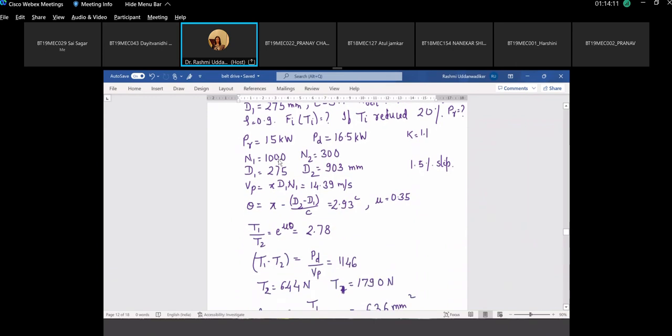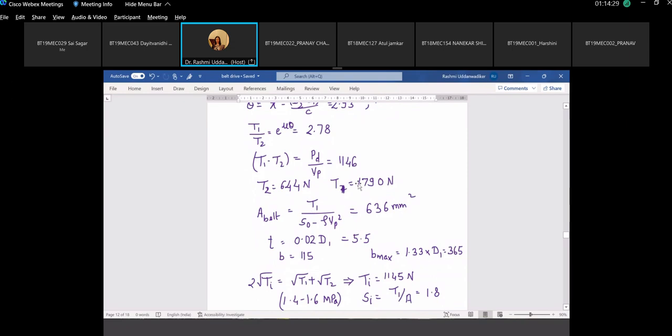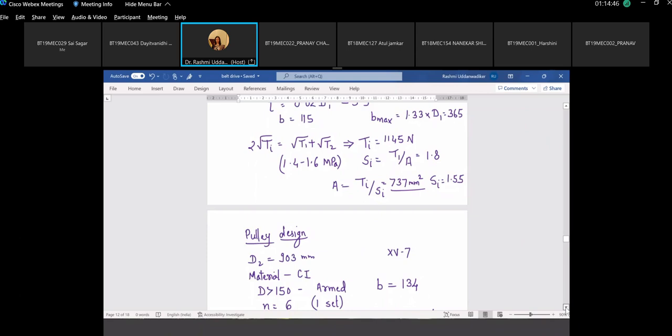So from N1, N2, D1, D2, peripheral velocity is calculated, from which the angle of overlap theta is calculated. Mu and theta known, we find out T1 minus T2. PD and VP known, we find out the value of T1 minus T2. And so we get the values of T1 and T2. From these values, we find out the area of the belt, thickness, and the face width, which looks good here. But when we check for the initial tension, we find out that this area is not sufficient, and we increase the area so that stress due to initial tension is well within the range.